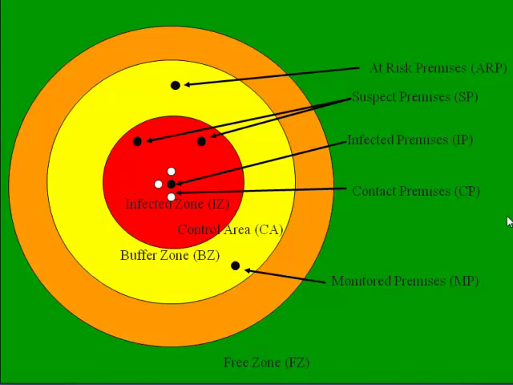Around that, again, we're going to throw up another zone. This would be the surveillance zone. This is technically part of the free zone, but it's an area where they're going to focus some type of population-based surveillance in order to get a feel for whether the disease has moved out of your control area.